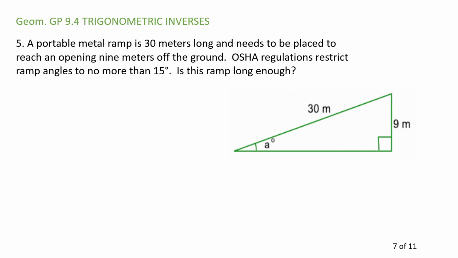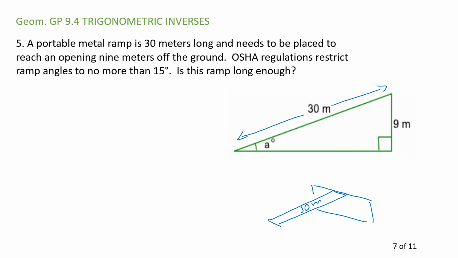Look at the next one. A portable metal ramp is 30 meters long. This is the 30 meters long. I'm looking at this from the side. What I've got is a ramp that's going up to, say, a loading dock. And this length is 30 meters. That's a long ramp. It needs to be placed to reach an opening that is 9 meters off the ground. There's no way I would ever walk up that ramp.